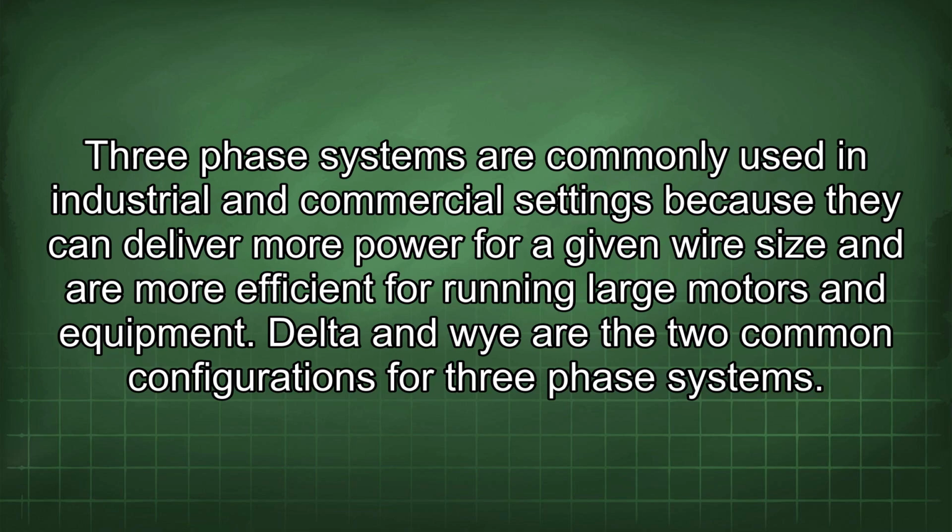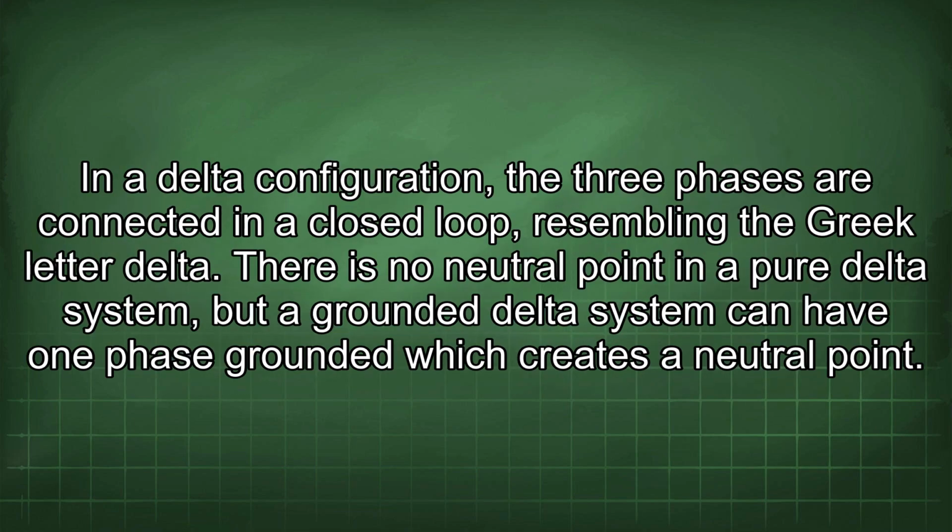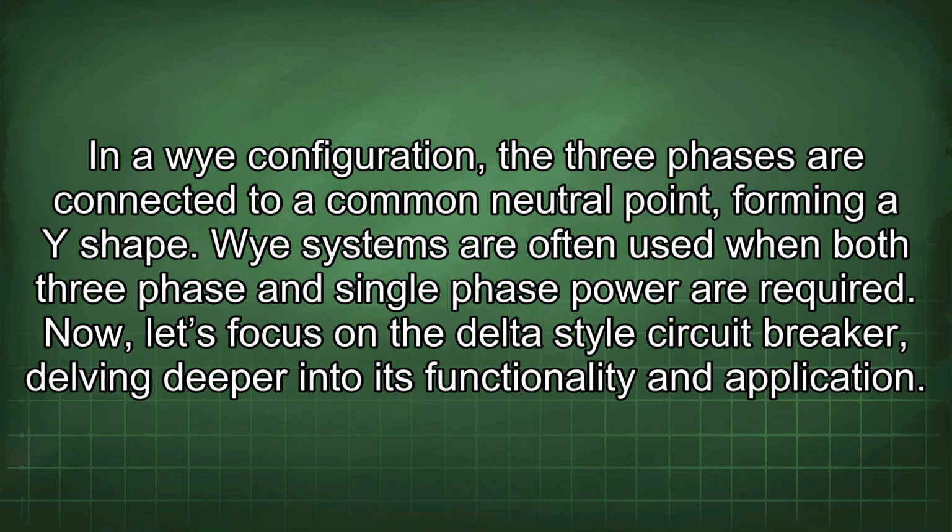Delta and Y are the 2 common configurations for 3-phase systems. In a delta configuration, the 3 phases are connected in a closed loop, resembling the Greek letter delta. There is no neutral point in a pure delta system, but a grounded delta system can have one phase grounded, which creates a neutral point. In a Y configuration, the 3 phases are connected to a common neutral point, forming a Y shape. Y systems are often used when both 3-phase and single-phase power are required.